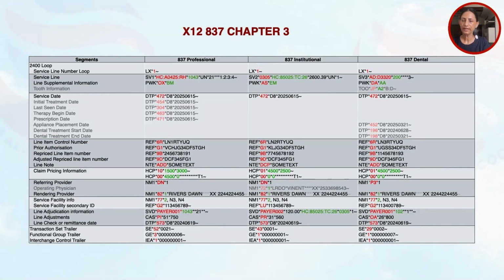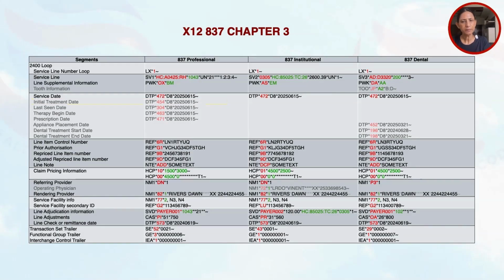Then a few important date segments that are used in the 2400 service line loop. Many of the date segments here are the same as we have already discussed in chapter 2. DTP segment with qualifier 472 for service date, we have already discussed in chapter 2 for dental claims. In the 2400 loop, this date type is used in all professional, institutional and dental claims. Then the initial treatment date with qualifier 454. We have already discussed this in chapter 2 for 837P claims. Here in the line level loop also, it's used for 837P claim files only.